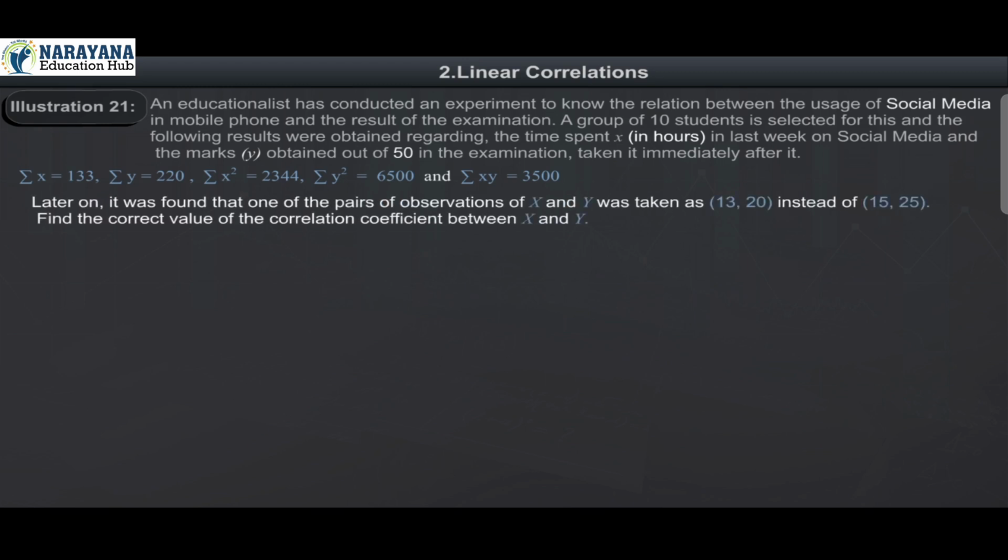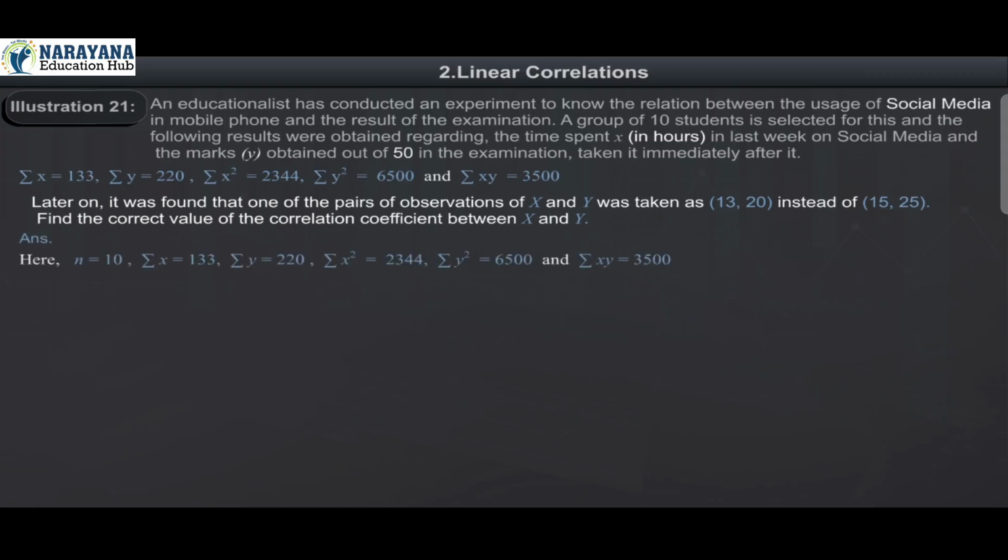Later on, it was found that one of the pairs of observations of x and y was taken as 13, 20 instead of 15, 25. Find the correct value of the correlation coefficient between x and y.